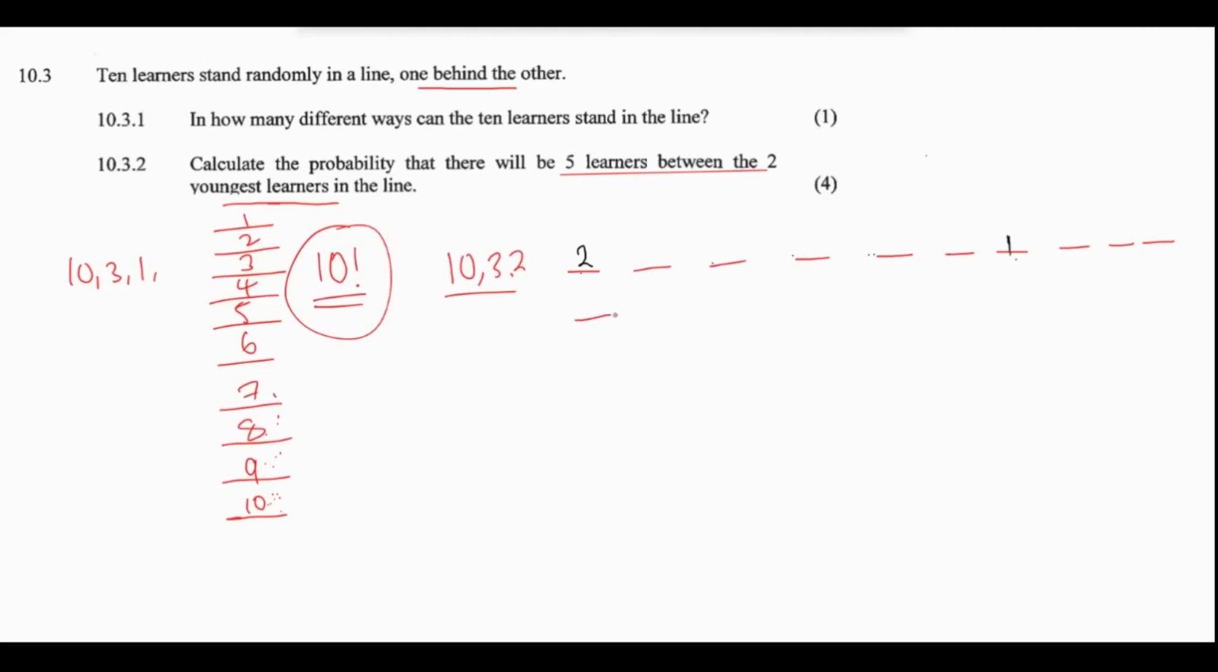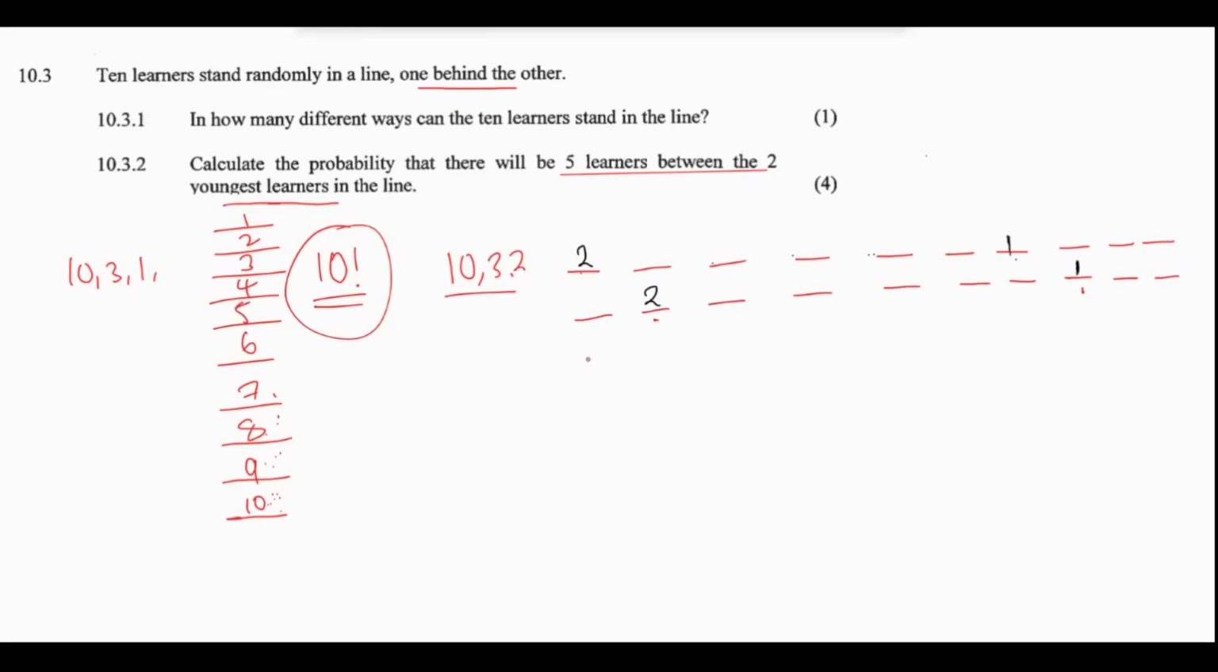The second situation will be like this: 1, 2, 3, 4, 5, 6, 7, 8, 9, 10. The youngest learners occupy slot number 2 and slot number 8. So in slot number 2, we have 2 choices. If one of the 2 youngest learners occupies slot number 2, then we only have one learner to occupy slot number 8. Still, there are 5 learners in between them.